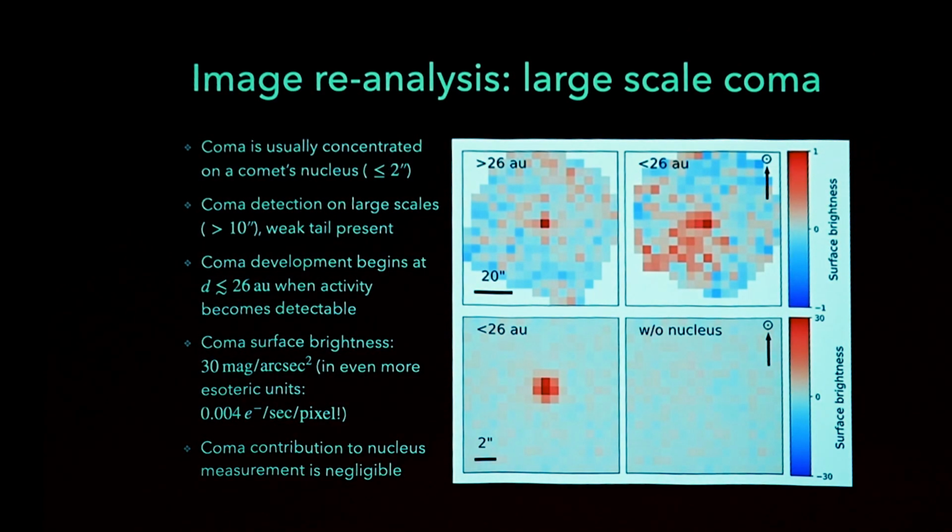So then we went back and looked into the images of this object again, and we realized that we were only trying to search for coma very concentrated on the nucleus. But if we redid this analysis using a very large scale, we could very clearly see both a tail and a coma in this object. So there's a very clear detection of this coma and tail closer to 26 AU. Basically, we're seeing this coma turn on and measuring activity. And for the surface brightness, the coma has about 30 magnitudes per arcsecond squared. If you turn this into very exotic units, this is 0.004 electrons per second per pixel measured on the image, which is incredibly faint, and it's phenomenal that we're able to detect it with our data set.